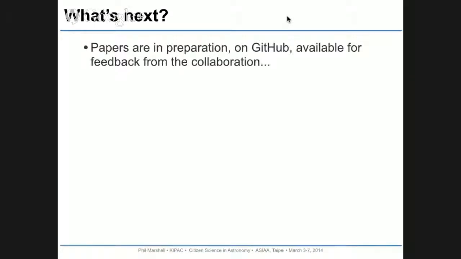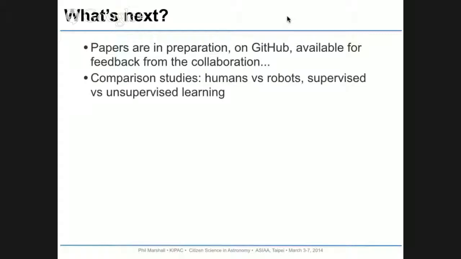Well, we're writing papers. We're writing them on GitHub so that, in principle, they're available for feedback from the collaboration. I haven't actually advertised the link yet, but at some point we will, which will be interesting. We're interested in doing comparison studies of humans versus robots. That's a study that Anna Prito More will lead, and it'll be interesting to pin down this question of what kind of lenses the citizens are particularly good at finding.